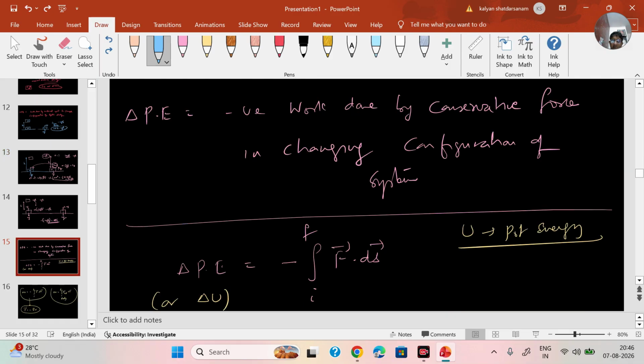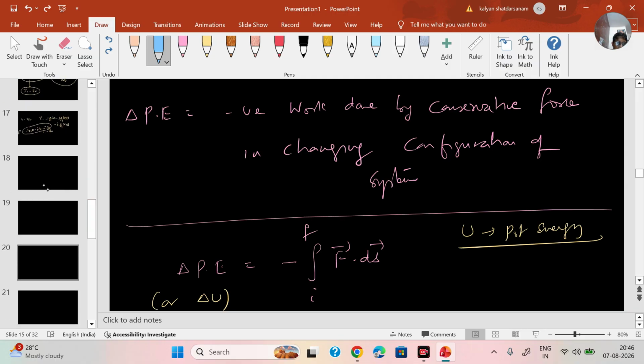So whether you take fast or slow, gravity is mg only. Work done by gravity is minus mgh. Change in potential energy will be mgh. Okay, so I converted this into a mathematical statement.